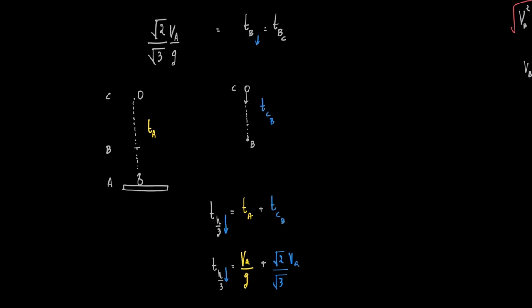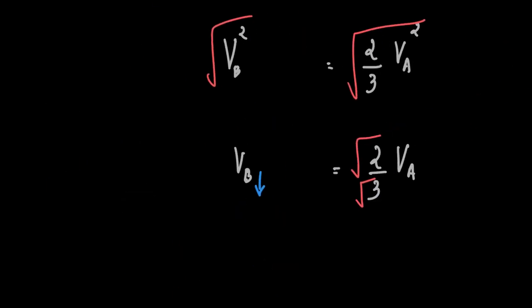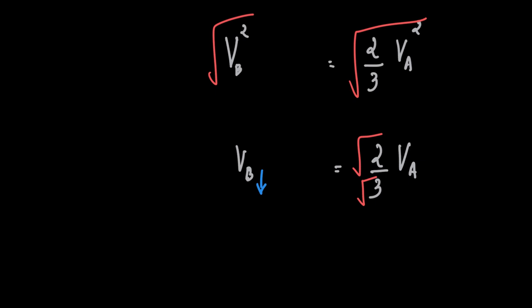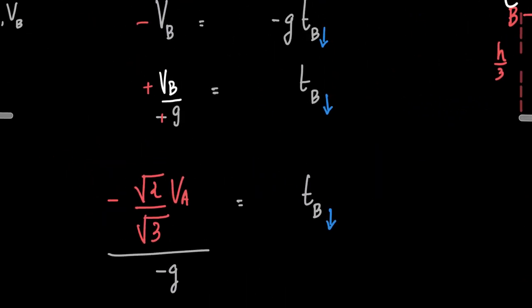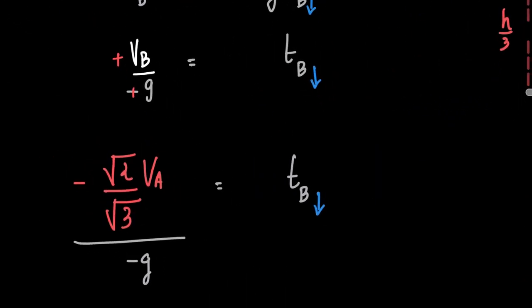Are we done? No, because the point is not to find out the velocity, it is rather to find out the time at the corresponding velocity, right? That is where we have this equation, VB by g is equal to TB. What is VB? We just found out to be root of 2 by root of 3 VA, but are we missing something here?